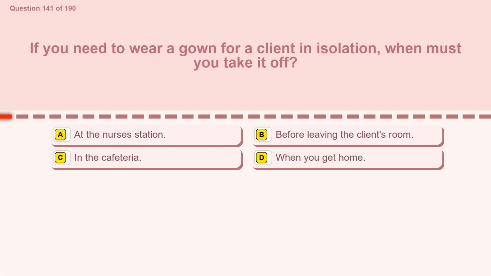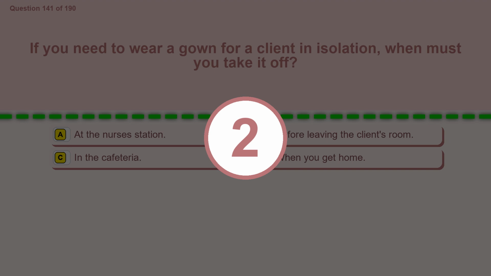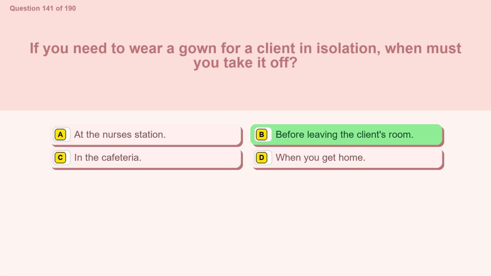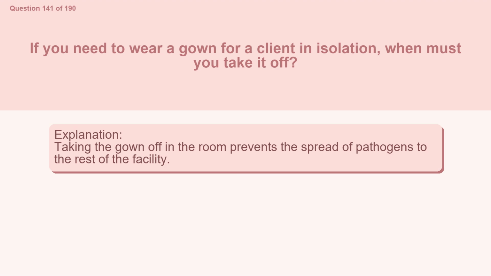Question 141. If you need to wear a gown for a client in isolation, when must you take it off? Option A, at the nurse's station. Option B, before leaving the client's room. Option C, in the cafeteria. Option D, when you get home. The correct answer is option B, before leaving the client's room. Taking the gown off in the room prevents the spread of pathogens to the rest of the facility.